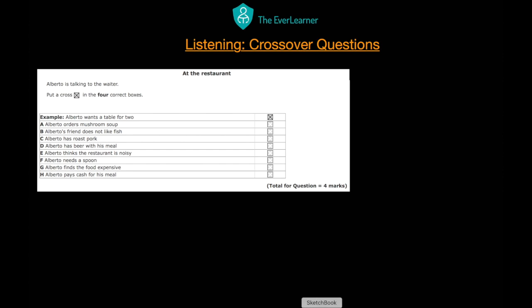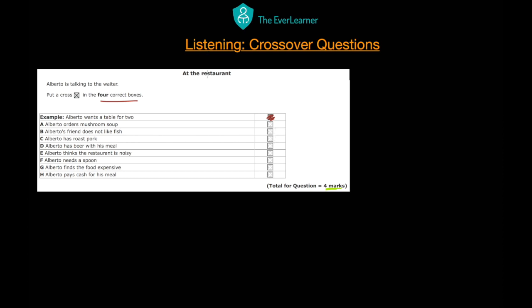So let's have a look at the last of our crossover questions that we're going to have a look at today. And this is what I think can be one of the trickiest types of question. This is a 4-mark question, and in it you're going to hear some people talking, and you have to put a cross in the 4 correct boxes. So you've got 8 options, 8 possible sentences, but only 4 of these are correct. And remember, they're 4 without counting the example. So they're expecting you to do your own 4 crosses.